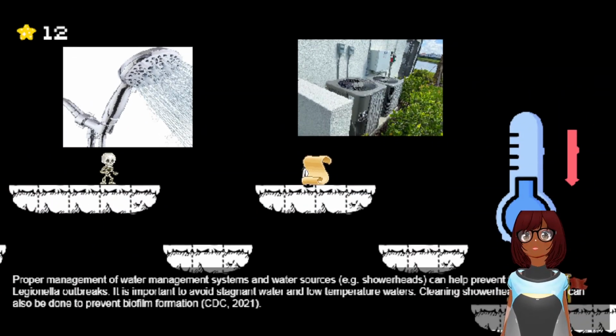Proper management of water systems and water sources, for example, shower heads or domestic cooling systems, shown on the right, can help prevent the spread of Legionella outbreaks. It is important to avoid stagnant water at low temperatures. Cleaning shower heads routinely can also be done to prevent the formation of biofilms.